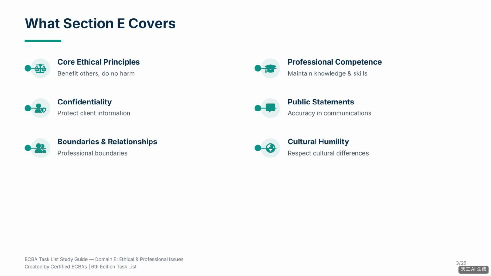Section E covers everything related to your professional behavior as a BCBA. This includes core ethical principles like benefiting others and doing no harm. It covers professional competence, knowing your limits. It covers confidentiality, what you can and cannot share. It covers public statements, especially social media and advertising. It covers boundaries and multiple relationships. And it includes cultural humility and respect for diversity. This section is not about memorizing rules. It's about learning how to think like a professional behavior analyst.